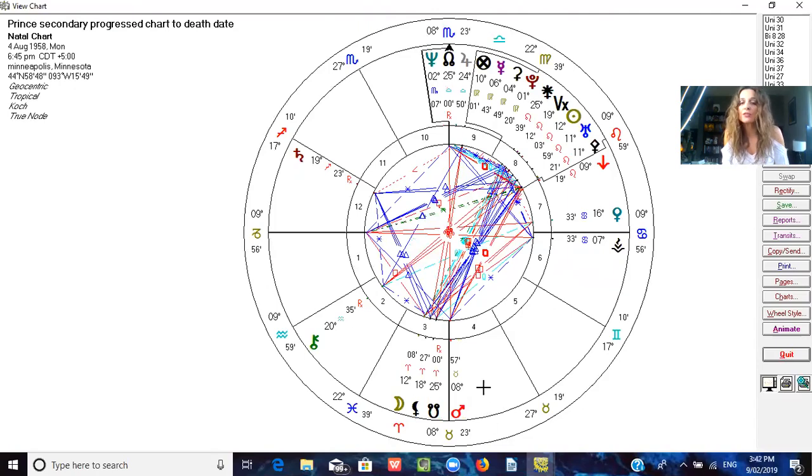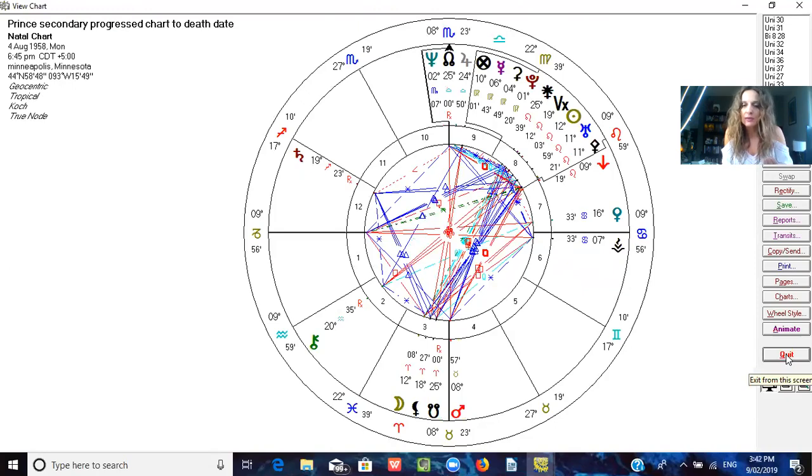Now, if you are to do a secondary progress chart via Solar Fire, for example, you're not going to see this configuration down here, because this method has been calculated in a different way to how Solar Fire calculates secondary progress charts. Okay, that's just a fact. You can try it and see it for yourself. So this is the stunning thing that I wanted to share with you guys.